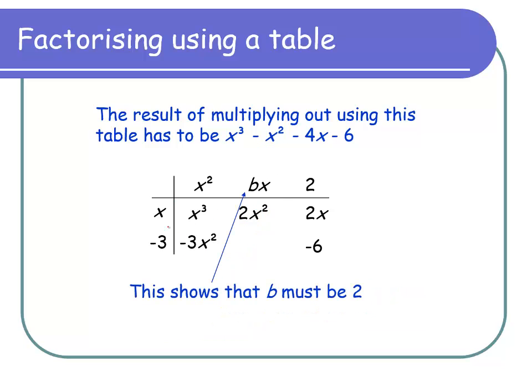And so this shows that b must be 2, and that's because bx times x gives 2x squared, therefore that's 1, and that must be 2 to give 2 here.